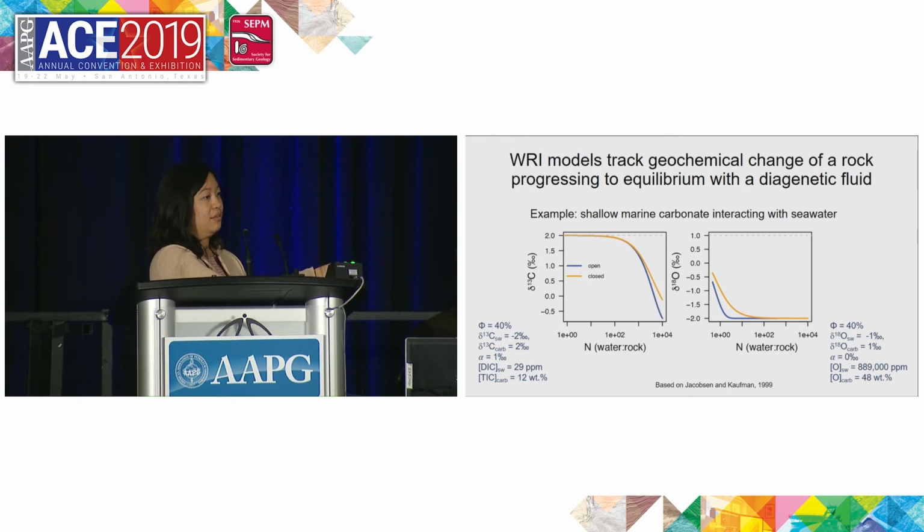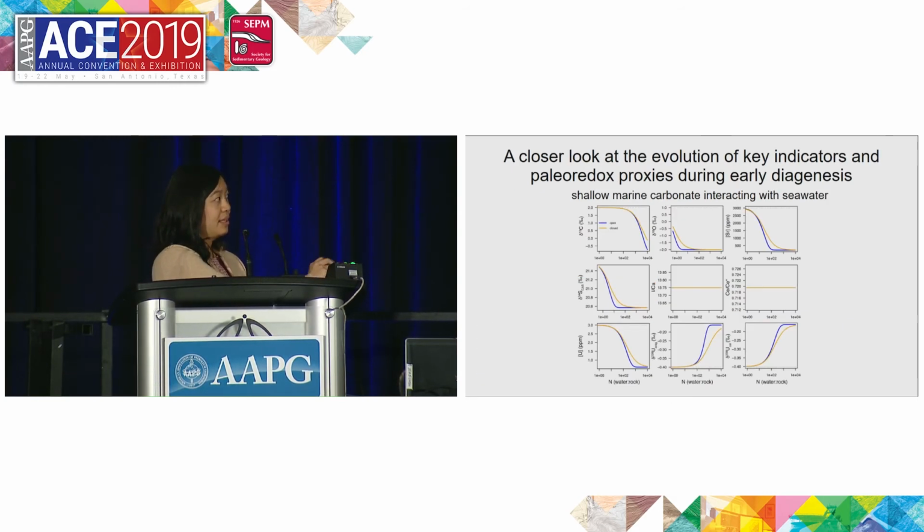Again, this isn't new. People have long known that oxygen isotopes are really readily reset, whereas carbon isotopes tend to be more robust. But we want to take this pretty simple approach just to compare our different redox proxies. So this is the same situation, a shallow marine carbonate interacting with seawater. Here are the carbon isotopes, oxygen isotopes, strontium concentrations, sulfur isotopes, iodine-calcium ratios, cerium anomaly, uranium concentrations, and uranium isotopes, depending on whether you're precipitating aragonite or calcite.